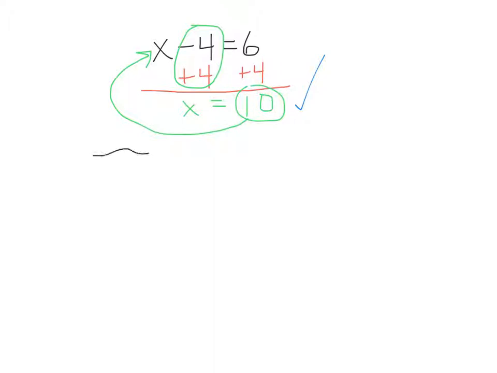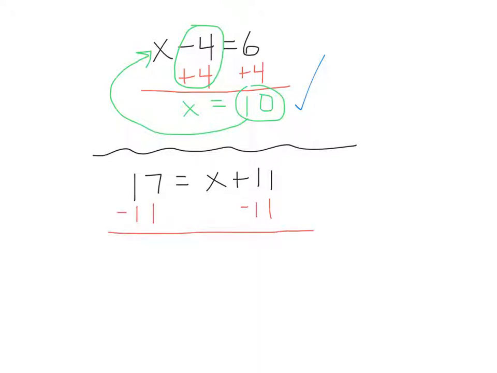In the first two problems I gave you, the x was always on the left-hand side of the equal sign. But certainly it does not need to be that way all the time. Here I have 17 is equal to x plus 11. I want to get the x all by itself. This time the x is on the right-hand side. So I'm going to subtract 11 from the right-hand side, which means I need to subtract 11 on the left-hand side.